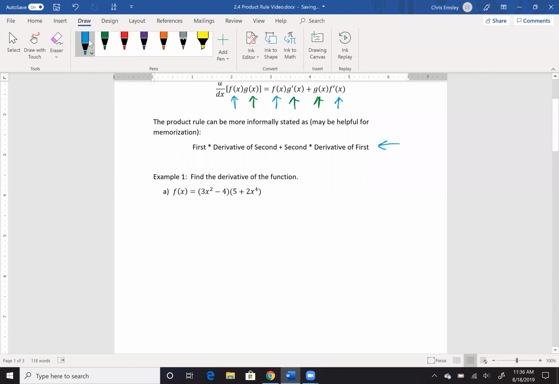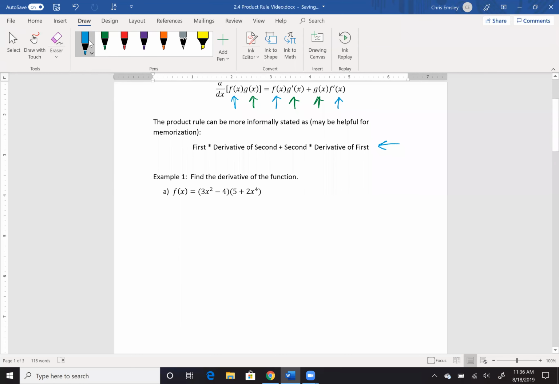that is the first, write it down, don't change a thing, nothing fancy, just write down the first factor exactly as you see it, times the derivative of the second. So we have to take the derivative of the part underlined in green. The derivative of 5 is 0. The derivative of 2x to the fourth would be 2 times 4 is 8, x to the 1 less power.